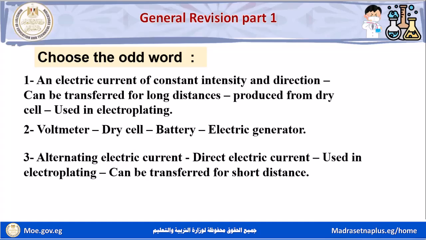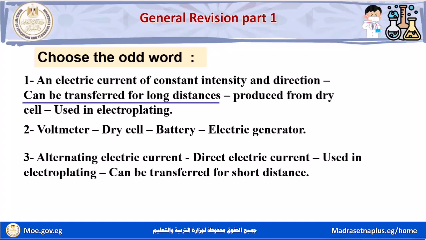Another question, choose the odd word. Question number 1. An electric current of constant intensity and direction, can be transferred for long distances, produced from dry cell, used in electroplating. Can be transferred for long distance: alternative current.